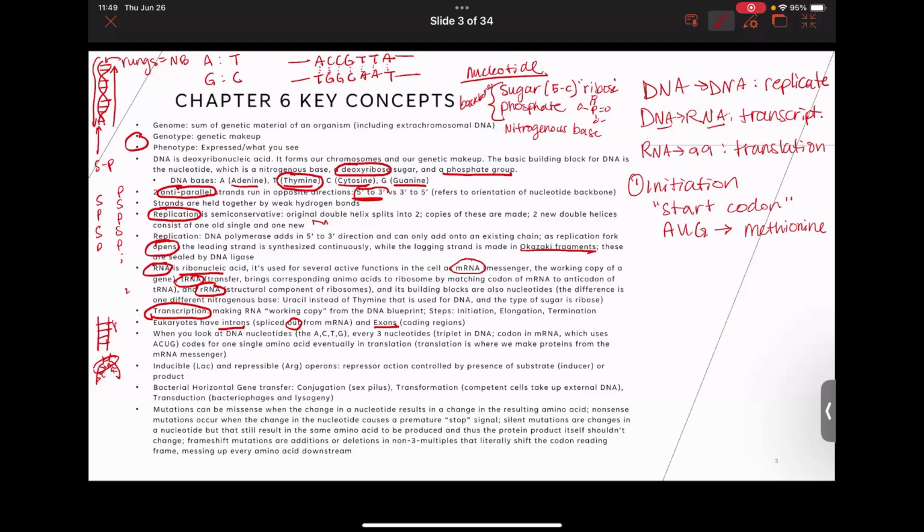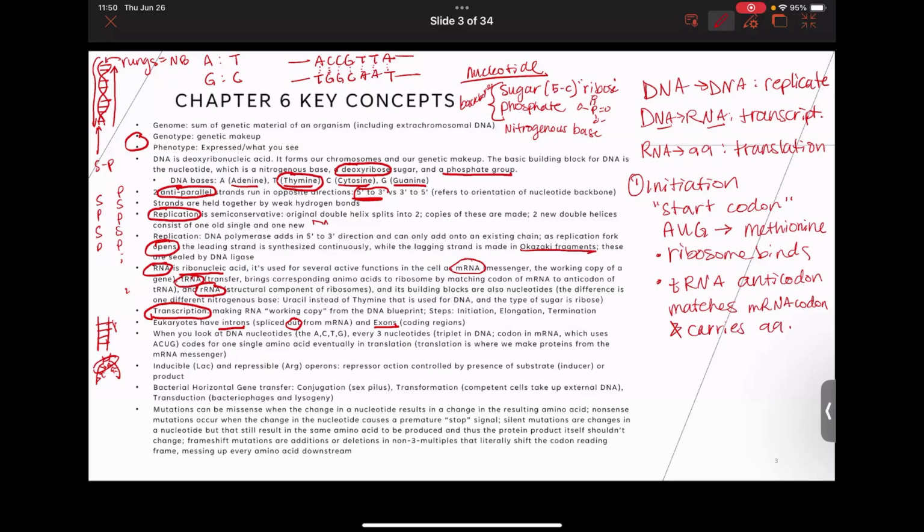How do we get from a codon to the actual protein result? Well, after we start at the start codon, this is where the ribosome binds. And then the next part is the tRNA that has the anticodon that matches the mRNA codon, and it carries an amino acid with it.